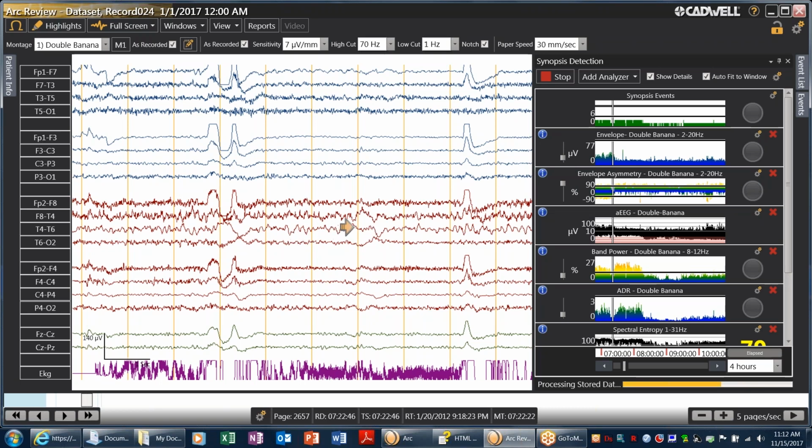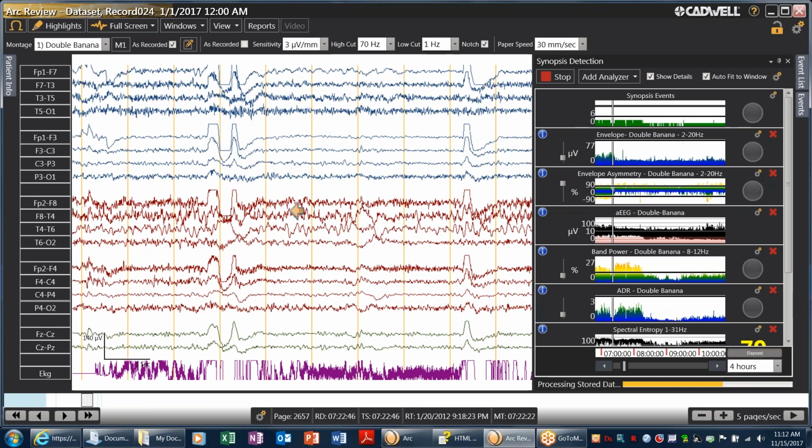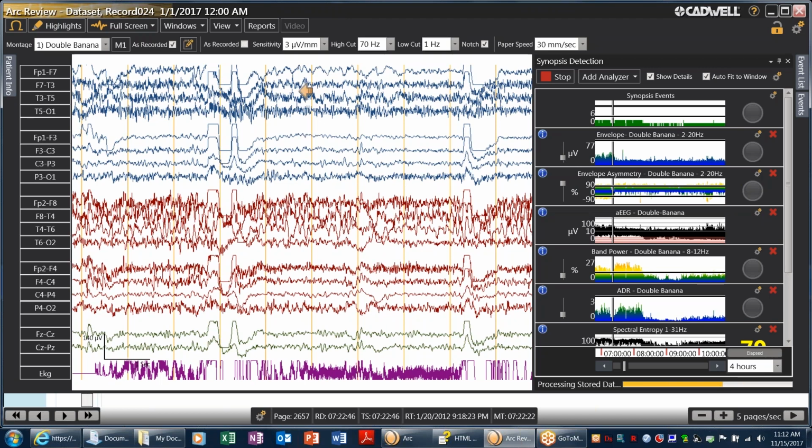Then we can crank up some amplitude here and get a better look at some of this. Here, this is too high an amplitude to read, but we know there's some higher frequency there, and it looks pretty good over here as well. So temporally, not too bad. So you're trying to figure out if there's something focal going on here.